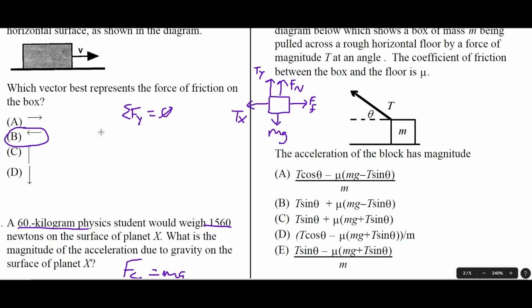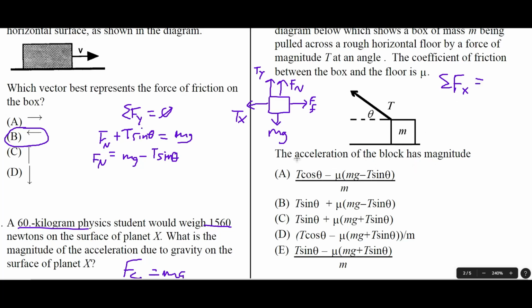So I know Fn plus the y component, which I already said was T sine theta, is going to be equal to mg. So I know Fn is going to be equal to this monstrosity of an expression, mg minus T sine theta. Based off of my choices, it doesn't look like it gets any nicer than this. Then I'm going to do the horizontal component, Fx.